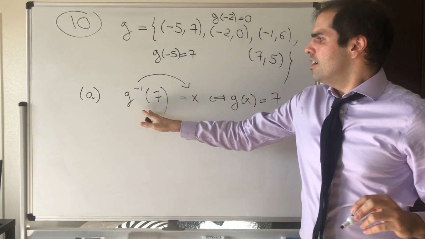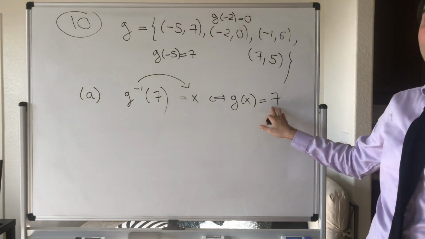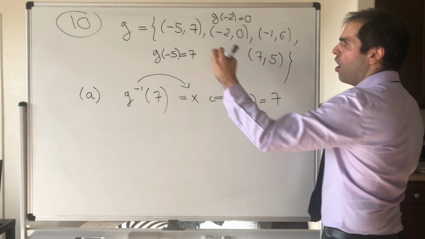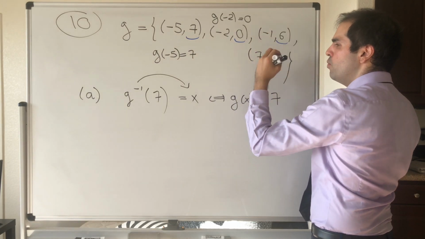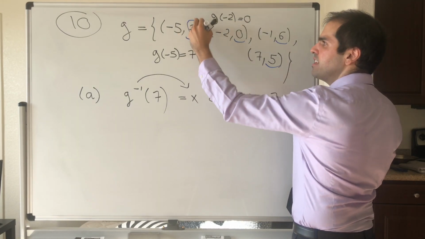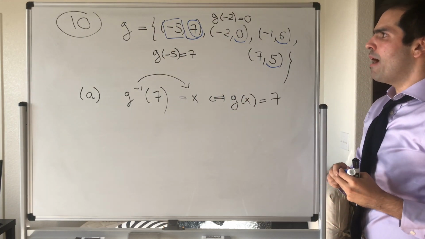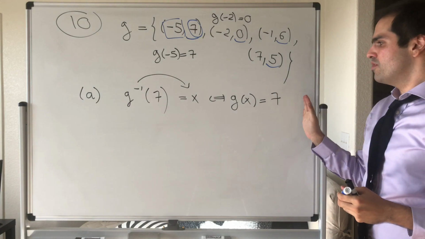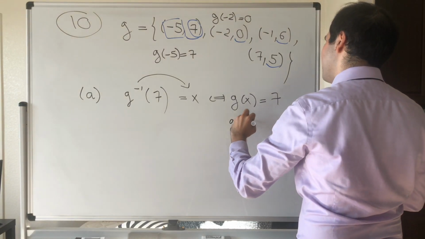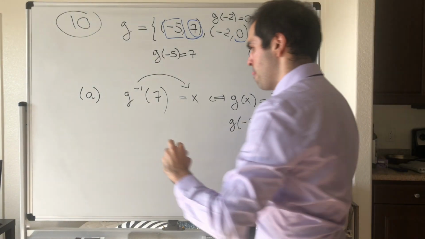So g inverse of 7 just means which input gives you output 7. And here you just have to look at all the values. Among all the outputs, which input gives you 7? Well, notice there's just one value whose output is 7, which is minus 5. So because g of minus 5 equals 7, g inverse of 7 is minus 5.